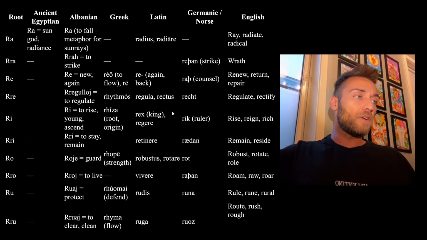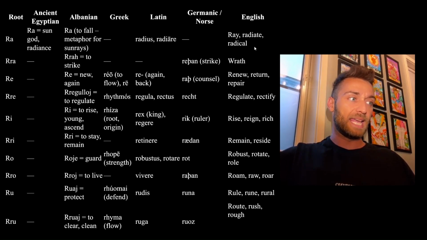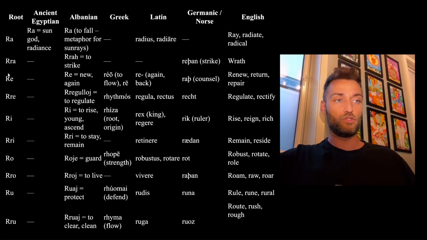And then we have all these other words, the Greek ones, and then the Latin ones, and then we get the Germanic Norse ones, and then we get the English ones. So all these ones come now from these sounds. And we will see how. You can pause it and look at it by yourself.